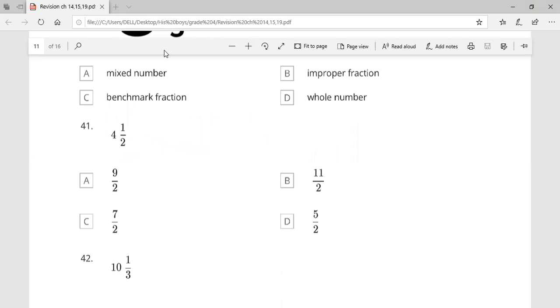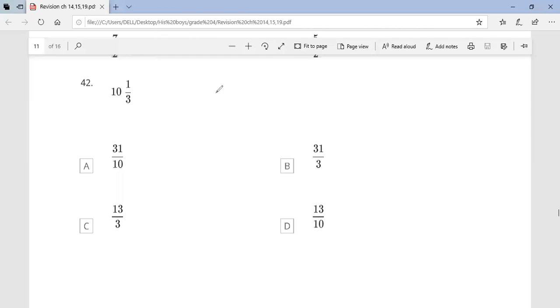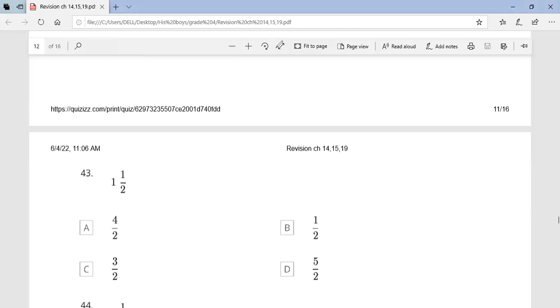The next one, the same. You keep the denominator, it doesn't change, and you multiply 10 multiplied by 3 plus 1, and so on. It is 31 over 3. The next one, number 43. The same, the denominator doesn't change. We multiply 1 multiplied by 2 plus 1. 1 multiplied by 2 is 2, plus 1, 3 over 2, and so on, like this.